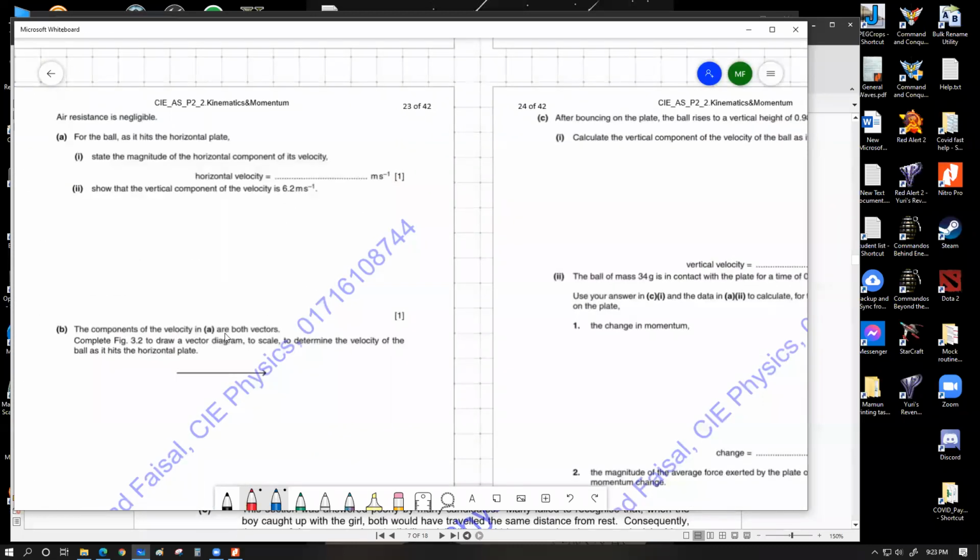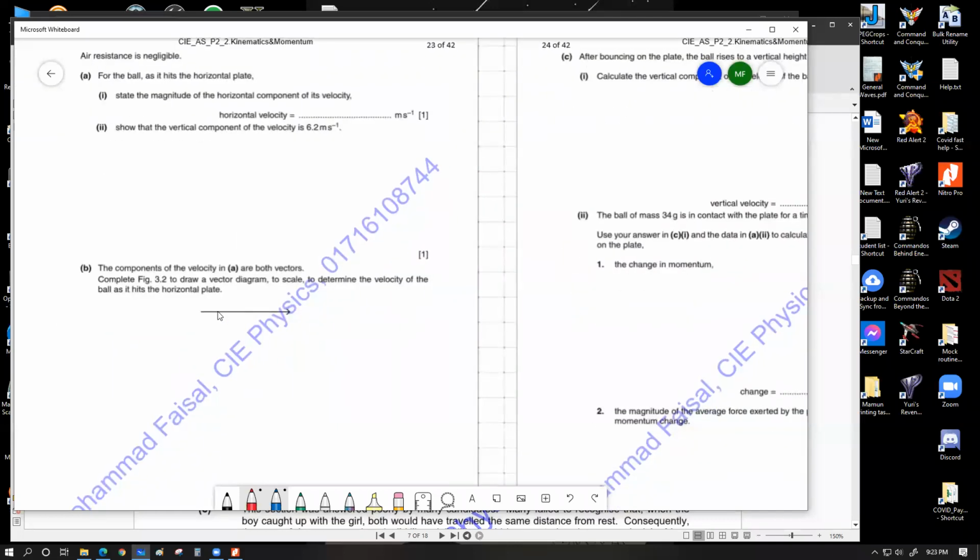The components of the velocity, both vectors, configure the velocity of the ball as it hits the horizontal blade. So if this length given in your question is exactly 4 centimeter, well and good. If it's not, you extend it to become 4 centimeter. Then from the end point, you draw a 6.2 centimeter vertical arrow downwards, representing 6.2 meter per second. Complete this by the triangle rule, and you get the resultant.